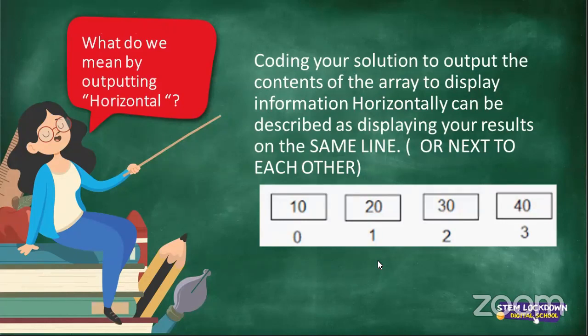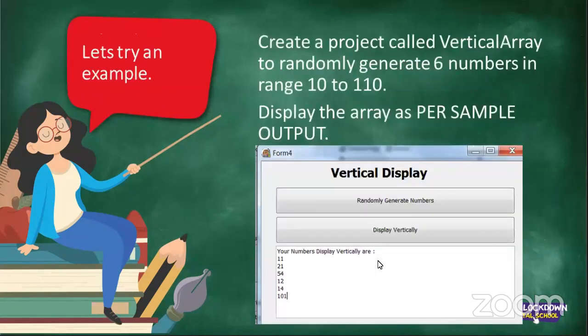I'm continuing now. I'm hoping that's fine. So let's try an example. I will take this example a little slow so that everyone can catch up. The example says, create a project called vertical array to randomly generate 6 numbers in the range 10 to 110. Display the array as per sample output. And obviously that is our sample output.